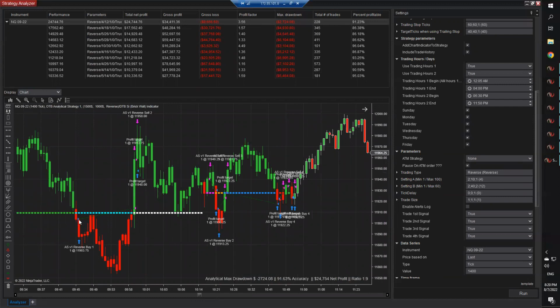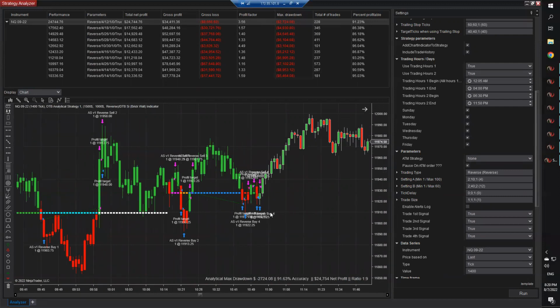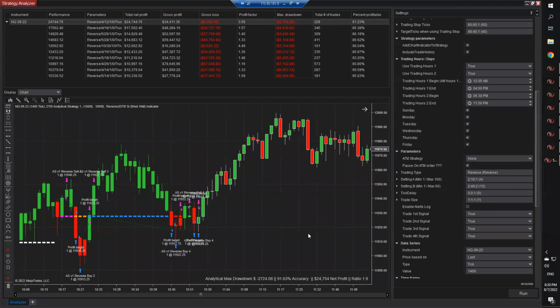So there it took a false breakout and it bought instead of sold. Now, obviously, you're going to have some times where it's going to run into a bit of a drawdown, but generally your percentage accuracy is extremely high because it's been optimized to do that.